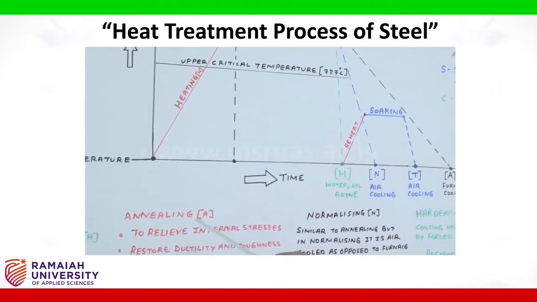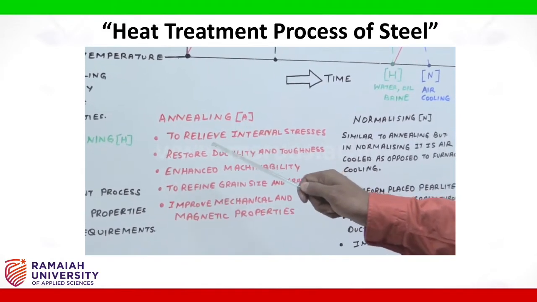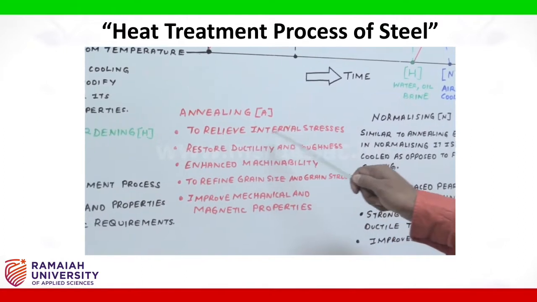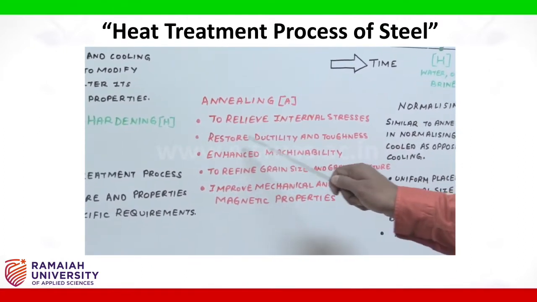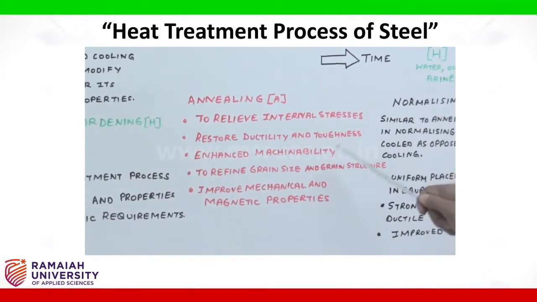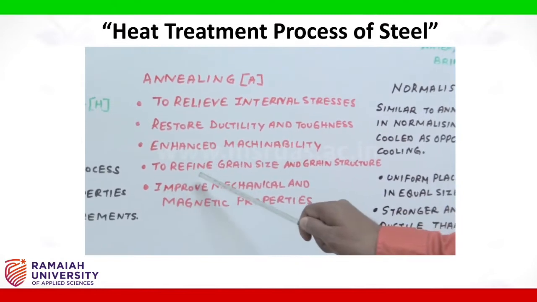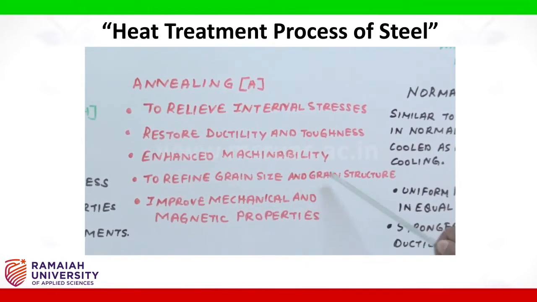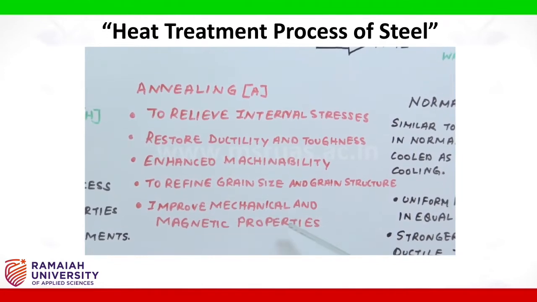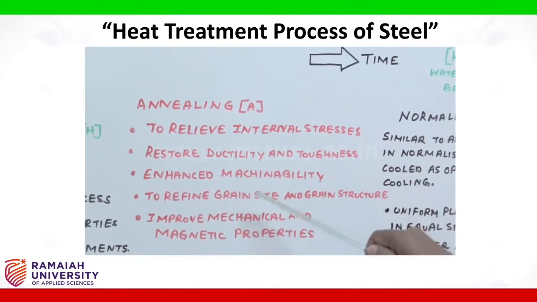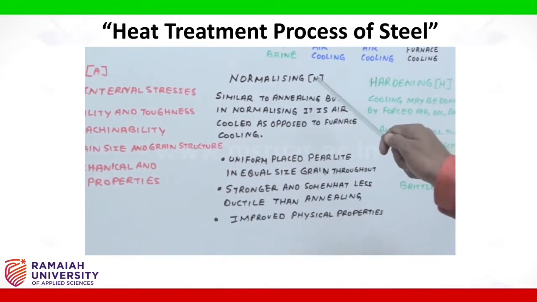After carrying out the annealing heat treatment process, some of the advantages we get are: to relieve the internal stresses from the material, restore ductility and toughness, enhance machinability, refine grain size and grain structure, and improve mechanical and magnetic properties. Next we go for the normalizing heat treatment process.